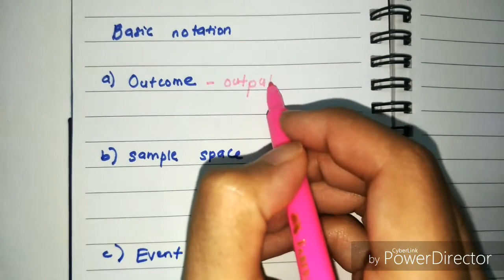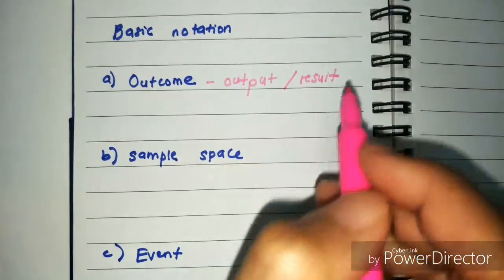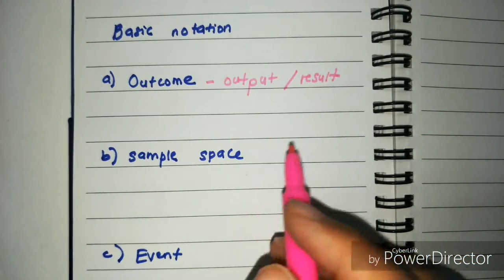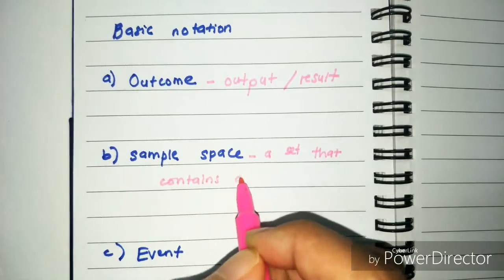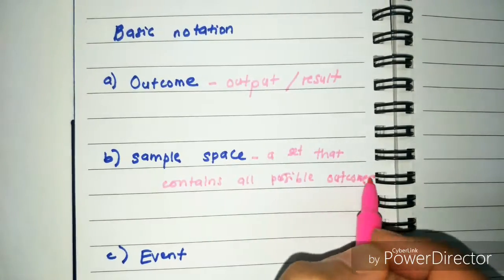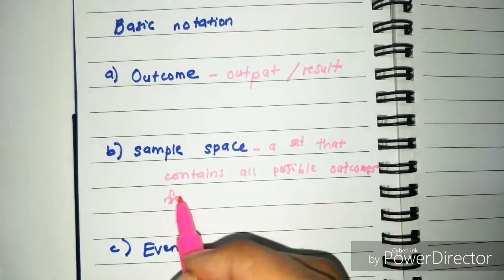What's the meaning of outcome? Outcome is a result of an experiment or trial. What about sample space? Sample space is a set that contains all possible outcomes from an experiment as its elements.